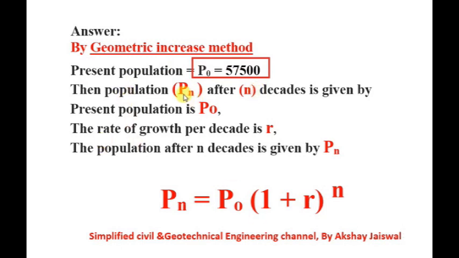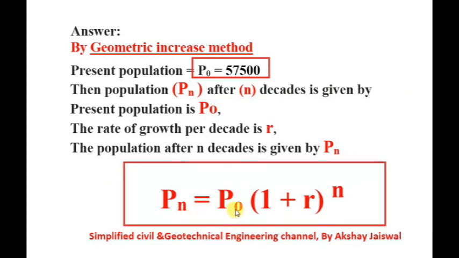Then population Pn after n decades is given by the formula Pn is equal to P0 into (1 plus R) raised to n, where Pn is population after n decades and P0 is latest known population, R is rate of growth per decade, and n is number of decades in which we are going to find out future population.